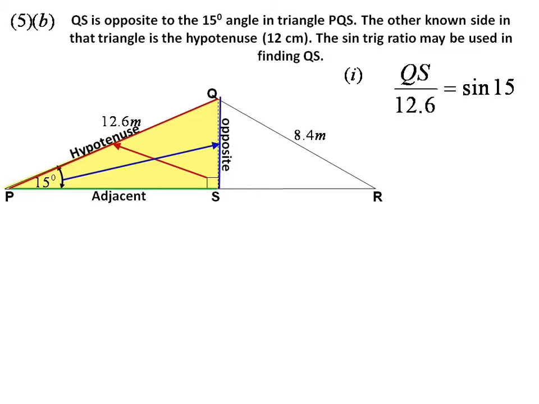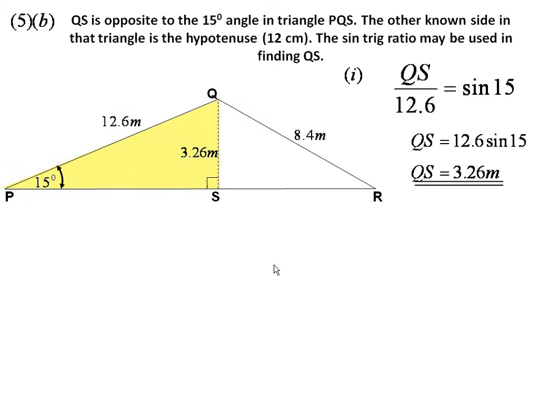QS over 12.6 is equal to sine 15. By transposing, QS is equal to 12.6 sine 15, and that in one shot is 3.26 meters. Next, we will find this angle Q right here, that is described to be what?